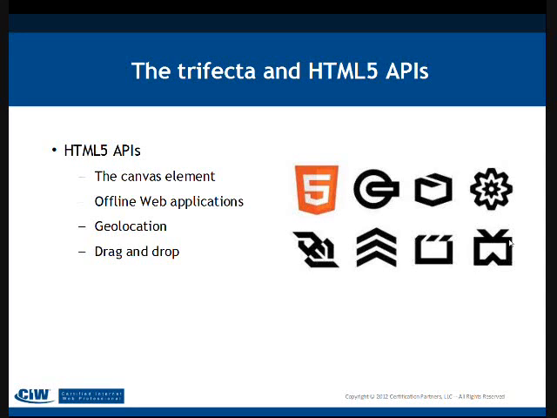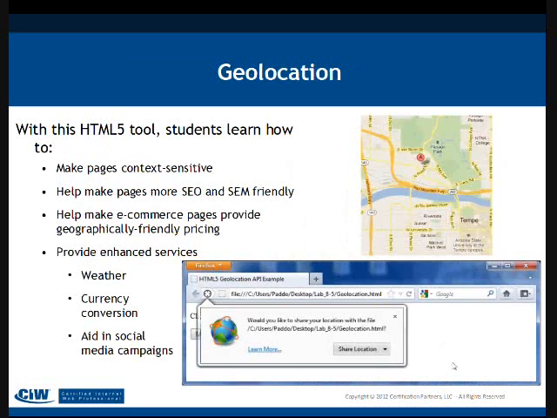We just gave them the code. So in Lesson 7 of SDA, students can actually use and experiment with 4 of the APIs. And those are the Canvas element, which I talked about, which provides the window for multimedia, offline web applications, geolocation, and drag and drop. So here's the geolocation slide here.